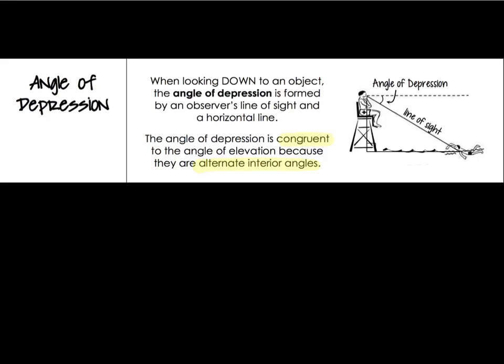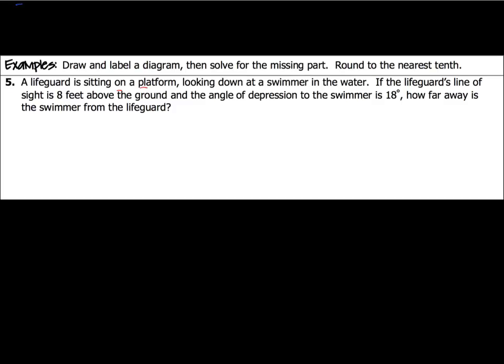Angle of depression. So we're looking down at an object. The angle of depression is formed by an observer's line of sight and the horizontal line. An angle of depression is congruent to the angle of elevation because they are alternate interior angles. The angle of depression, depending on how you look at it, is really outside of the triangle. So let's draw this picture.